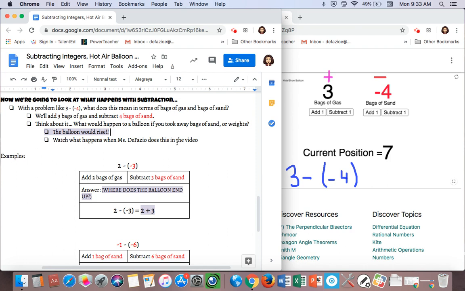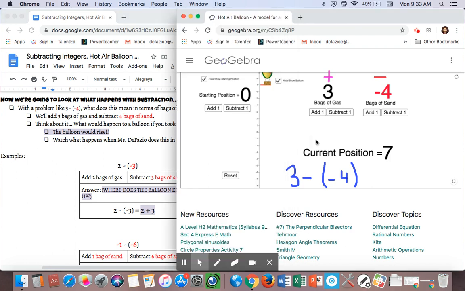And it says, watch what happens when Mr. Fazio does this in the video. I just did it, but I'll do it one more time. So again, +3, 1, 2, 3 bags of gas, and I'm subtracting -4. I'm subtracting, taking away 4 bags of sand. 1, 2, 3, 4. And again, taking away weight, taking away bags of sand is making your hot air balloon get higher. It's making your hot air balloon rise. So my current position is 7.